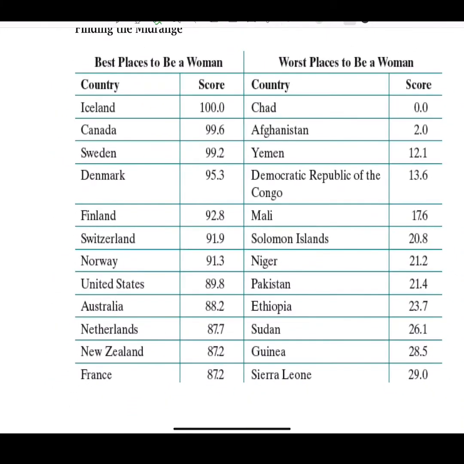So now let's find the midrange. I have two columns here. One is best places to be a woman, and one is the worst places to be a woman. I'm going to look at the highest data value, best places to live. Let's do the best places first. The country is Iceland, and the value is 100. And the lowest ranking is 87.2.